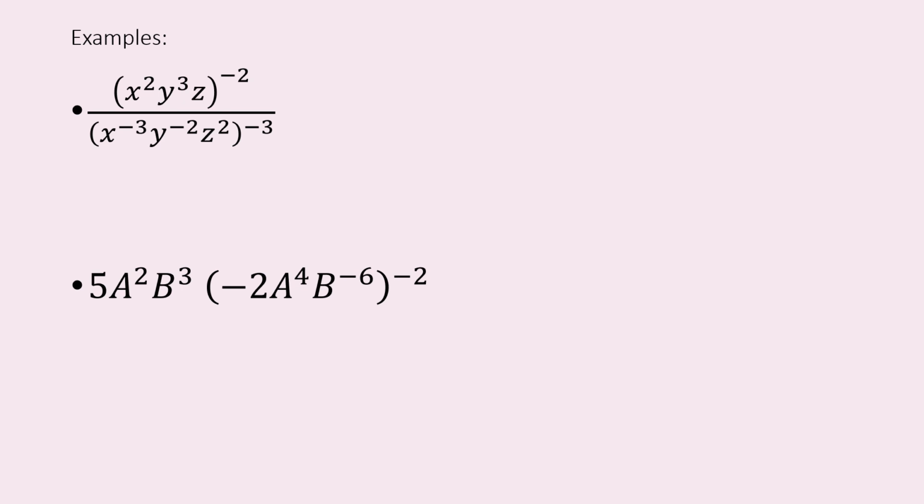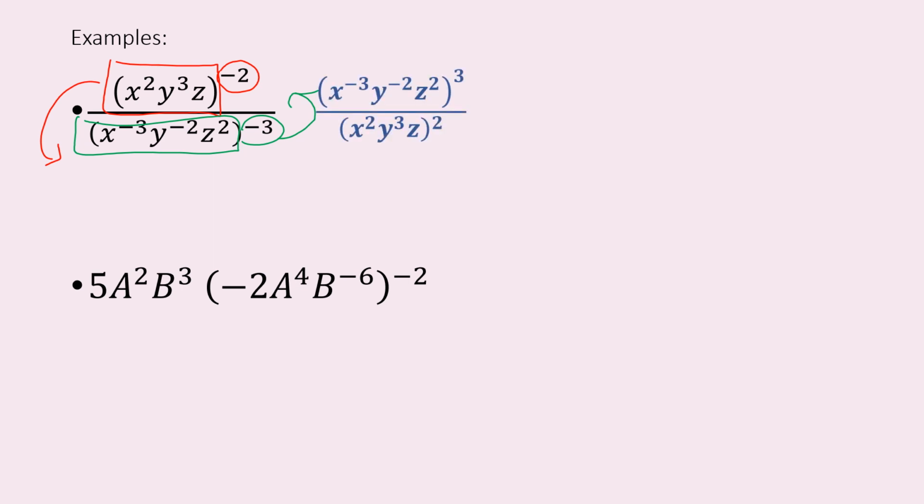Two more. Here we have some negative exponents, which are going to change where these variables are in the fraction. So since this is a negative 2, this whole thing is going to move to the bottom and become a positive 2. Same idea for this one. It's going to move to the top. So this guy is moving to the top. This guy is going to move to the bottom, and their exponents are going to switch. So we have that now.